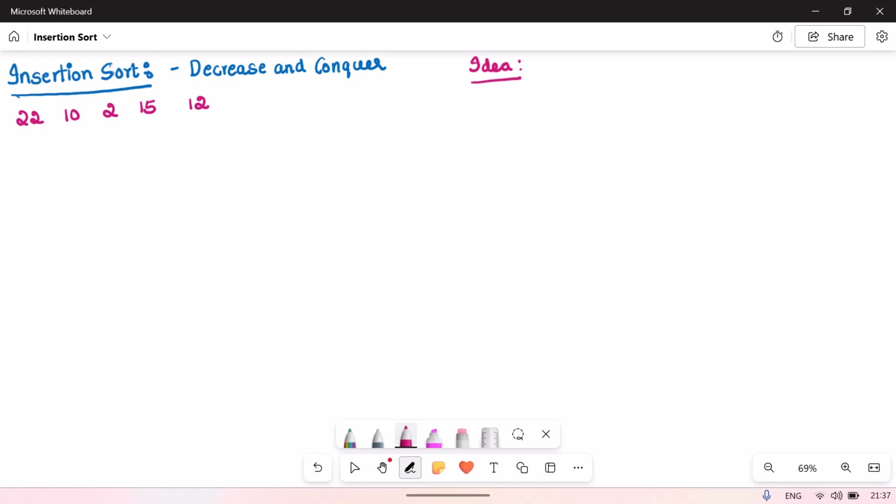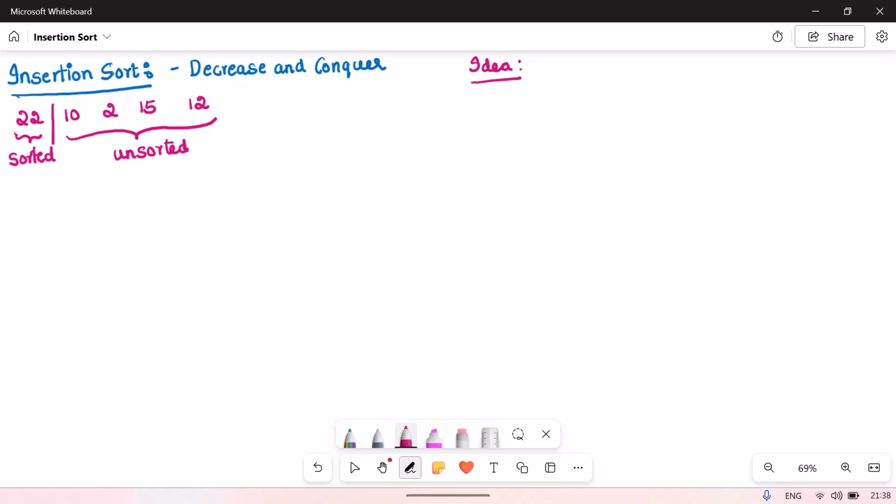When the division happens, initially one side will have only one element, and the rest of the elements come on the other side. Whatever first element we have will be considered sorted, and the rest of the elements will be considered unsorted. Because we have taken only one element, we assume that it is automatically sorted. The rest of the elements are unsorted.